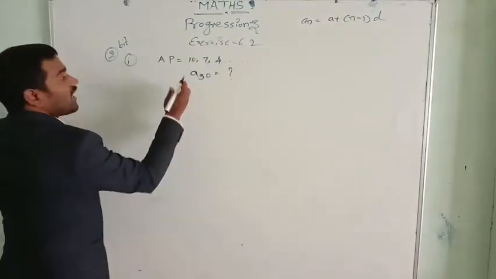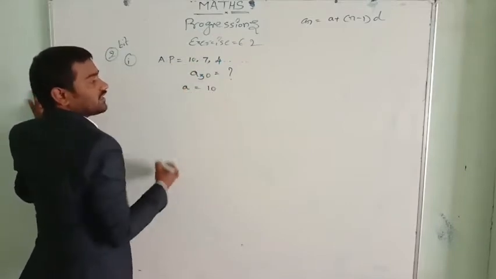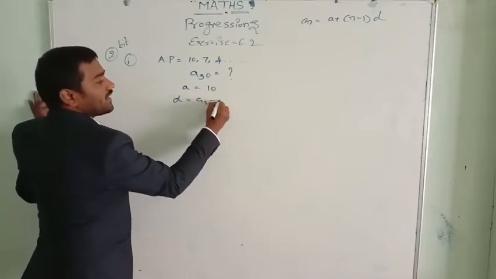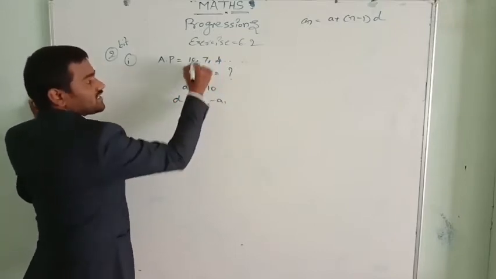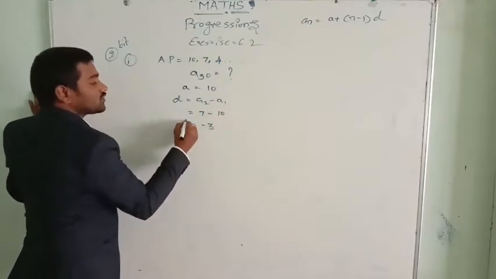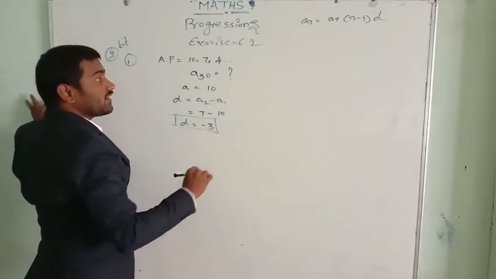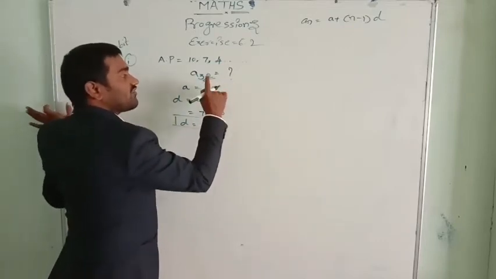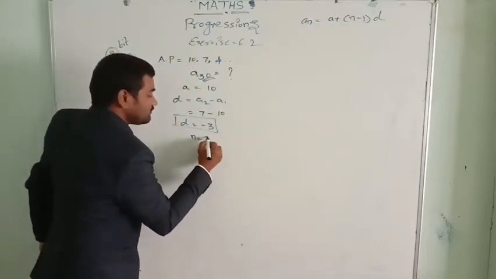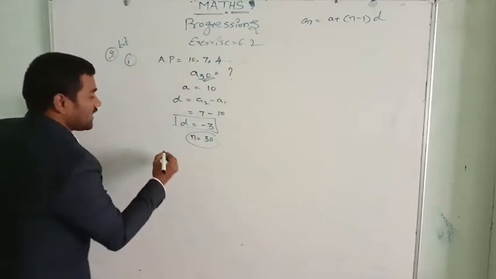Let us note the values from this arithmetical progression. The first term A is 10. Then the common difference D equals A2 minus A1. A2 is 7, so 7 minus 10 equals minus 3. So the D value is also minus 3. Next, N equals what? Here they have given the N value itself, that is the 30th term. N equals 30. By using this, we can find the answer now.